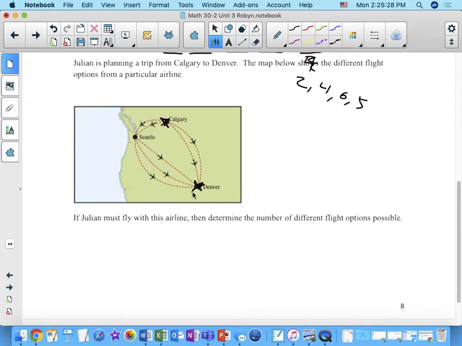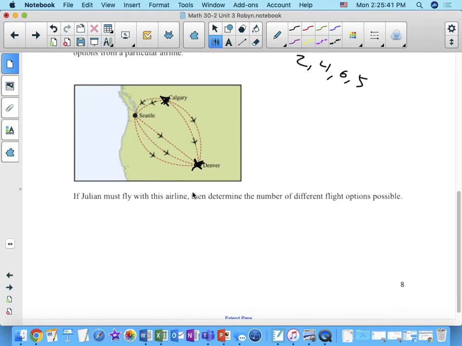He could fly straight to Denver, or a layover in Seattle. Exactly. Those are our two cases. Why would anyone want to lay over in Seattle? Cheaper, yeah. Maybe better times, right? Maybe you want to fly on a Saturday, but the direct flights only go on a Tuesday or something. There's situations where you might want to do a layover.